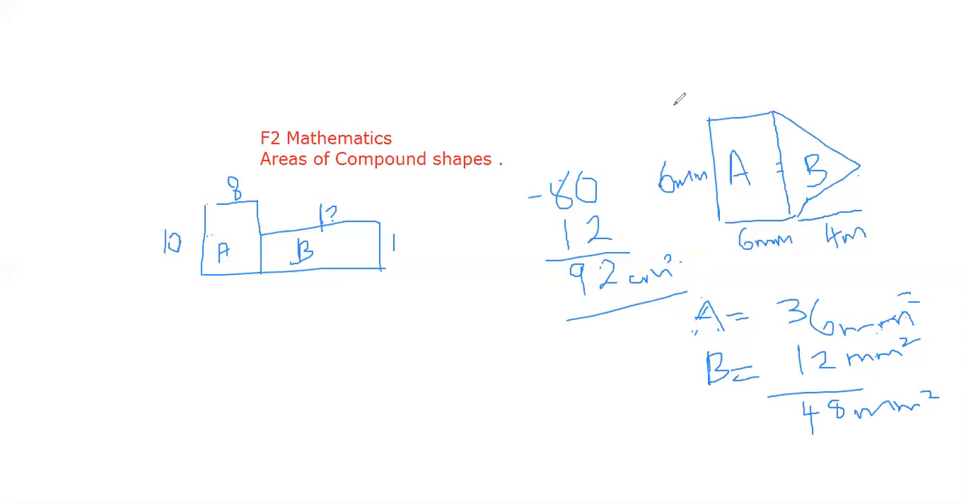Okay. Then we go to number 2. Number 2 is saying, on each of these compound shapes, work out the missing lengths and the area of the shape. So it's easy for us to find the missing length. Please, I'm just doing a sketch here. Don't take much into my diagrams because they are just sketches.